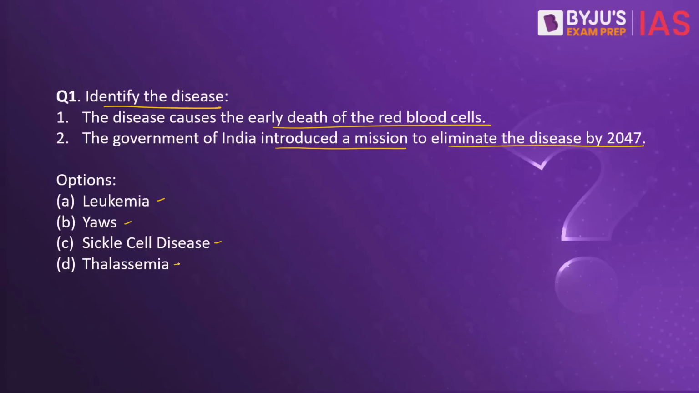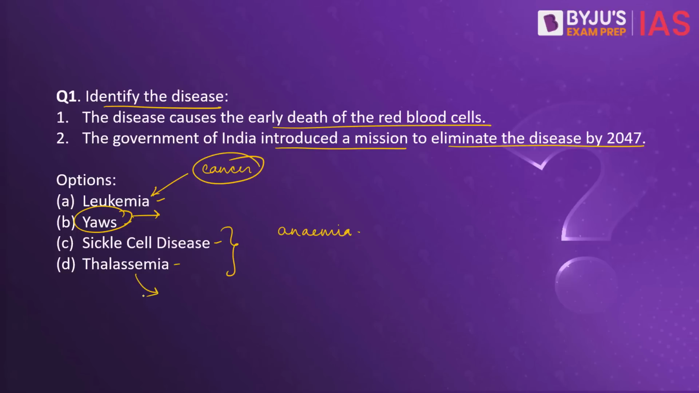Now just by elimination method, you can say that leukemia is a type of cancer. Yaws, which has already been eliminated from India, is actually a bacterial infection affecting the skin, bone and cartilage. Now sickle cell disease and thalassemia are both majorly genetic diseases which are related to blood and are associated with anemia. Both these diseases cause a change in the way the body produces hemoglobin.